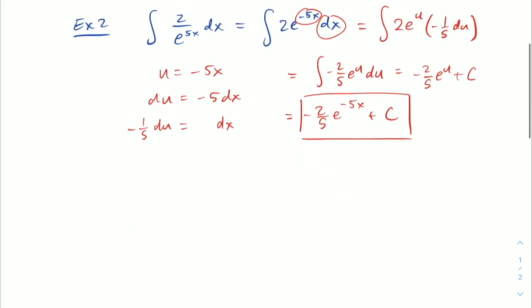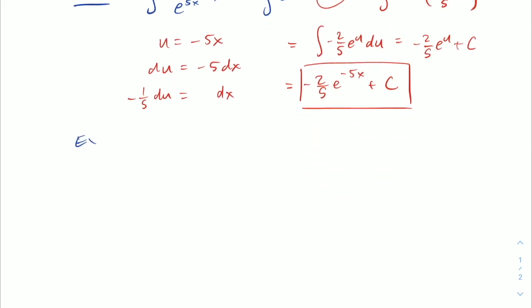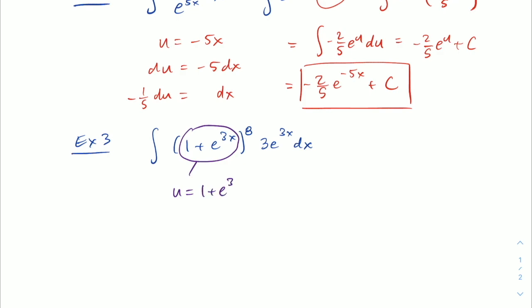All right, one more example. Let's compute the integral of (1 plus e to the 3x) to the 8th power, with 3 e to the 3x outside. So this 1 plus e to the 3x, this is going to be our u. It's the inside. And then du is going to be 3 e to the 3x dx by the chain rule. And so that's going to be what's left over here.